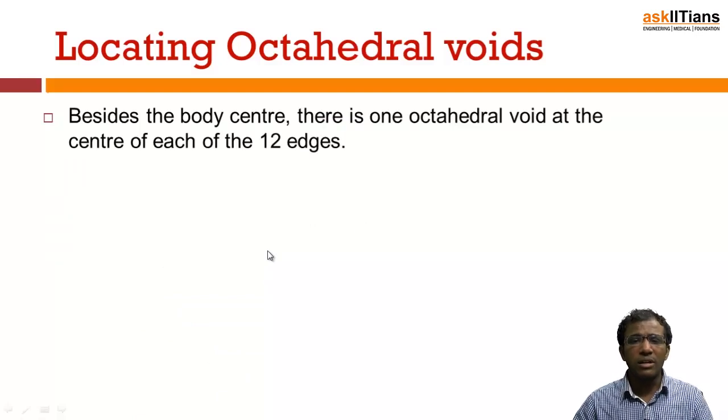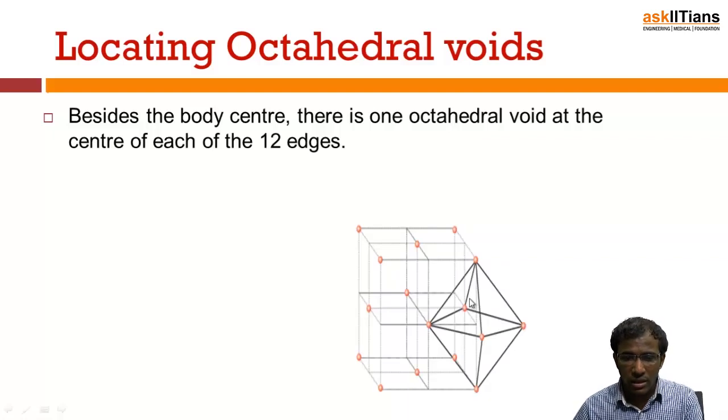Besides the body center, there is one octahedral void at the center of each of the 12 edges. So each edge has an octahedral void at its center. Let's see that. If I consider this edge, this is one face center atom, a corner atom and a corner atom.